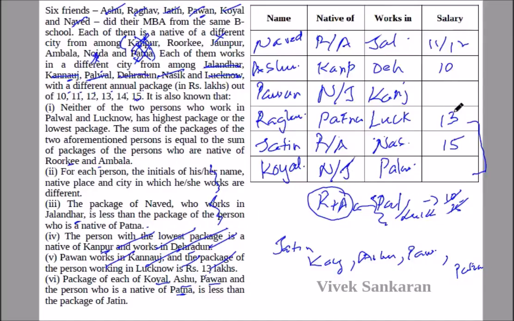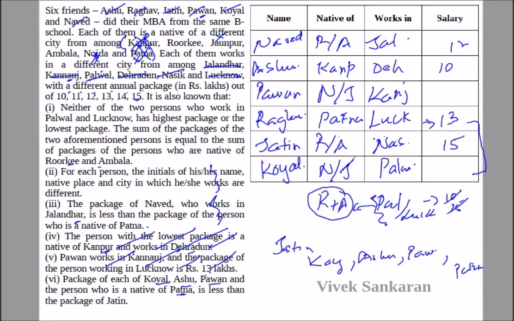Okay, now we have the salaries to be fixed. Roorkee Ambala has to match with Palwal Lucknow. What is Roorkee Ambala? One part is 15. The other part can be 11 or 12. Now 15 plus 11 is 26, right? And Lucknow is 13 already, so the other person will also be 13, which is not possible because there is only one 13. So here 11 is not possible. This has to be 12.